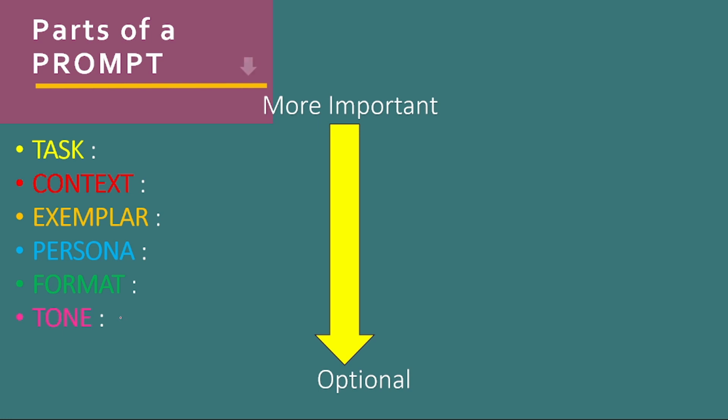And then you can set the tone. You can ask that your answer should be a rude answer or a polite answer, or it should be confident. So those are things that you can set in tone. These are the 6 parts of your prompt, and this is the importance of each part. You cannot write a prompt without a task, right? And this way you can ignore some of the others as well, right?